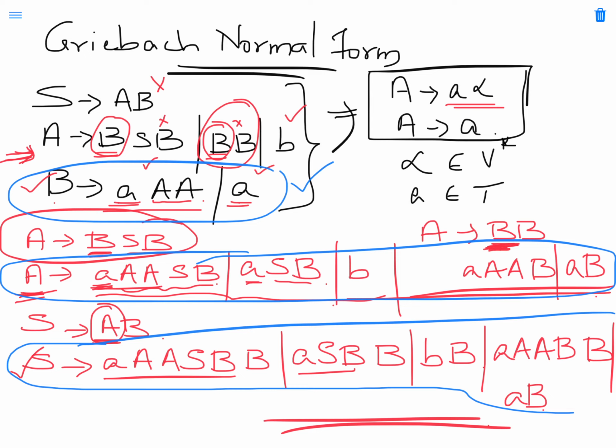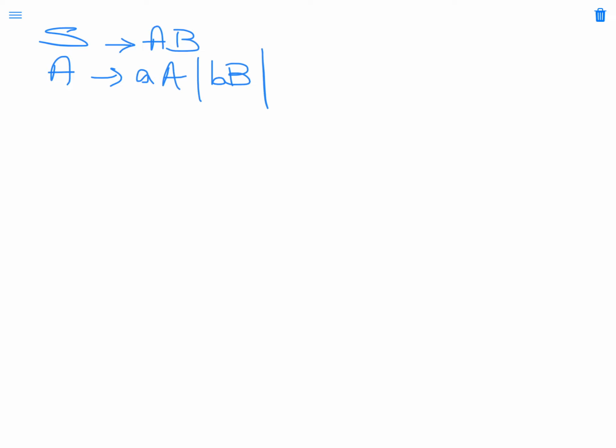We can see another example also. S gives AB, A gives small a, BB, B, and B gives B. So here also you have to convert it into GNF. Similar to CNF, here also you have to check for the unit productions and epsilon productions. So here there are no unit productions and epsilon productions.